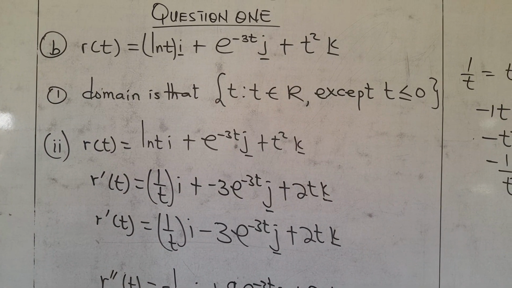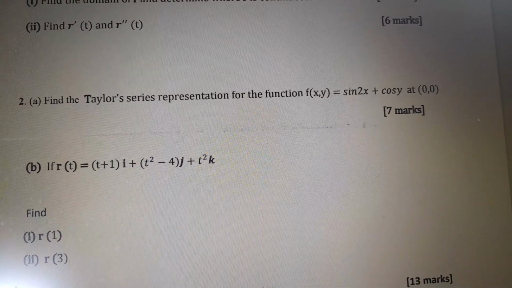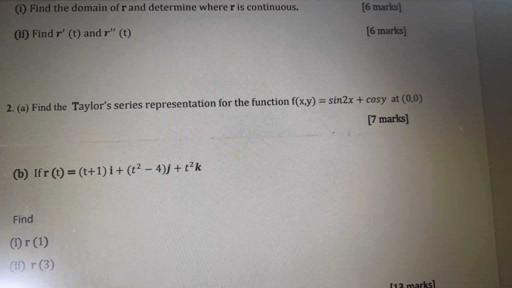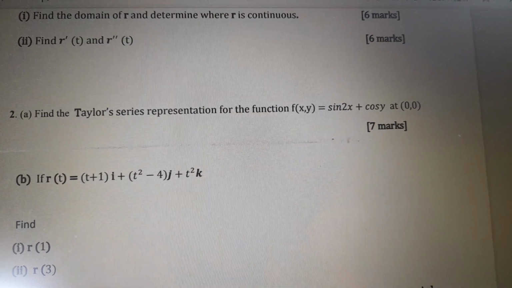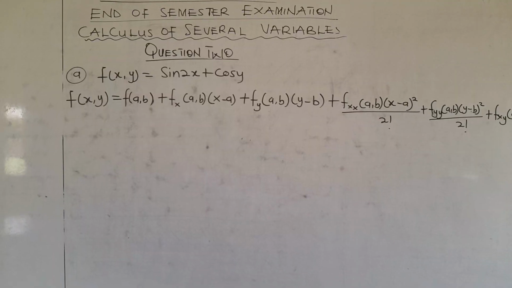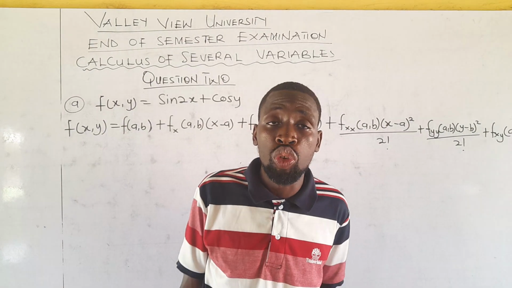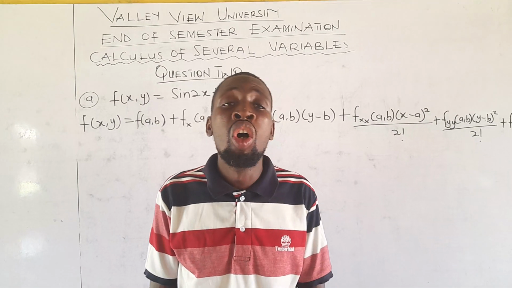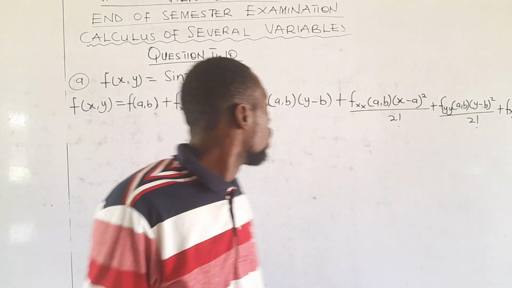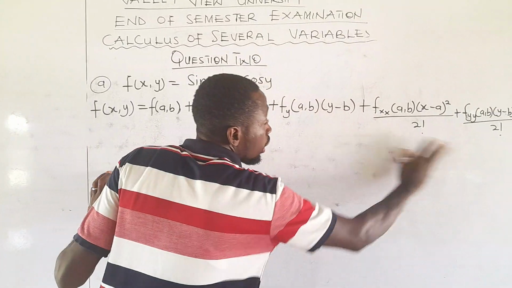We jump straight to question 2. Question 2a, which is worth 7 marks, says that we should find a Taylor series representation for the function f of x, y equals sine 2x plus cos y, centered at (0, 0). This particular question is on Taylor series expansion for a function depending on 2 variables. Please do check out my videos on Taylor series expansion for a function depending on 2 variables on YouTube. When we have Taylor series expansion of a function depending on 2 variables, this is the expansion.